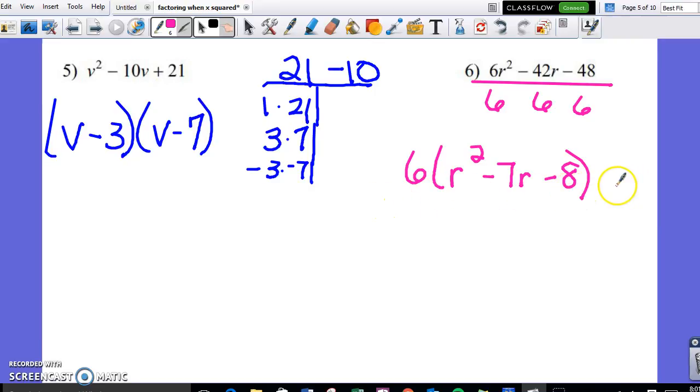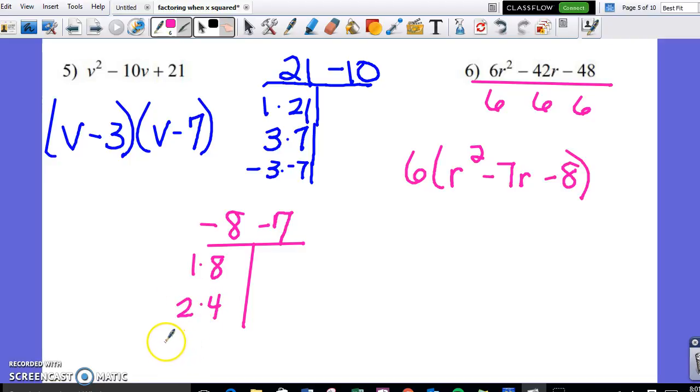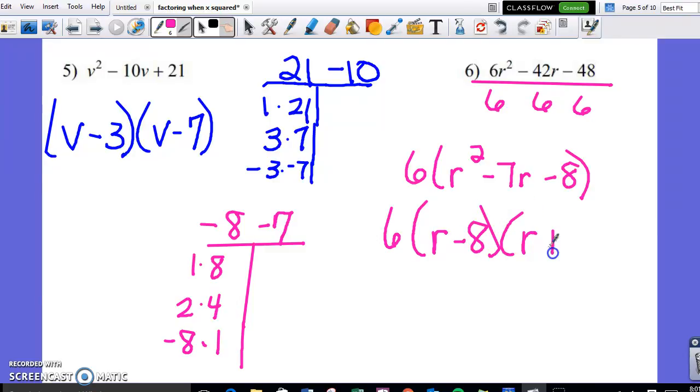I start over. GCF, no. Difference of squares, no. All right, self, what multiplies to negative 8 and adds to negative 7? Well, 1 and 8, 2 and 4. Oh, okay, let me do this. Negative 8 times 1, and that's my magic answer. So I'm going to have r minus 8 and r plus 1. Again, it doesn't matter if you do r plus 1 first or r minus 8. The order doesn't matter. What does matter is that you keep the signs correct, which means you have a negative 8 and a positive 1.